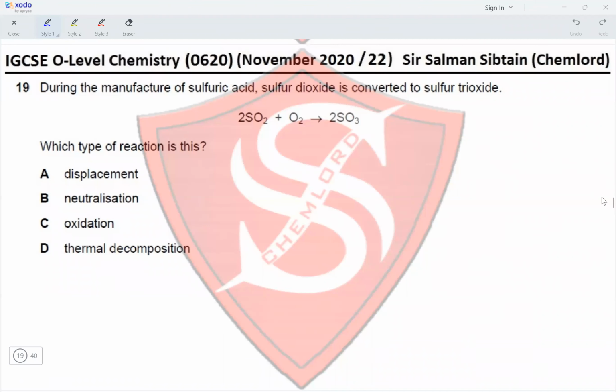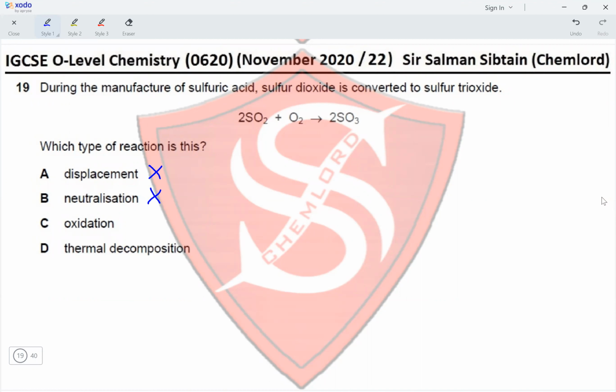Question 19. During the manufacture of sulfuric acid, sulfur dioxide is converted to sulfur trioxide. What type of a reaction is this? A displacement reaction. Nothing has been displaced. Oxygen has been added onto SO2. Neutralization reaction. SO2 is an acidic gas. O2 is a neutral gas. So neutralization is not taking place.